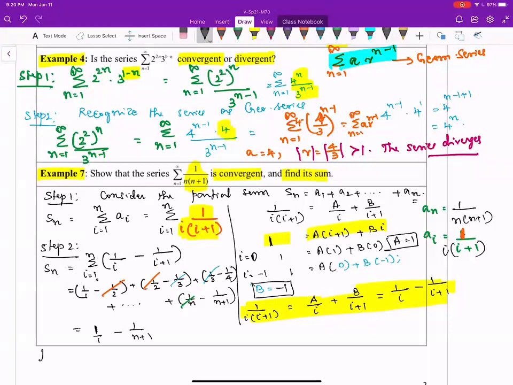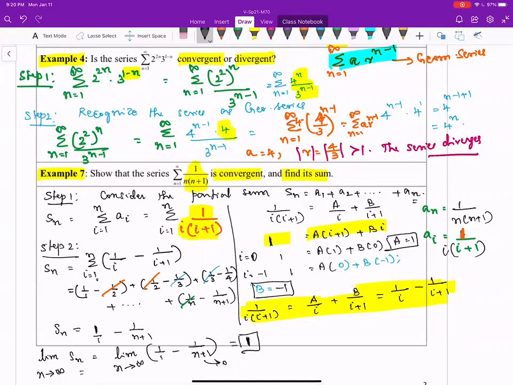Now, if I apply the limit as n approaching infinity of Sn, it equals the limit as n approaching infinity of 1 over 1 minus 1 over n plus 1. The first term is just 1. The denominator is very large, so 1 over that value approaches 0. So the whole thing tends to 1. So the limit of the partial sum is equal to 1.